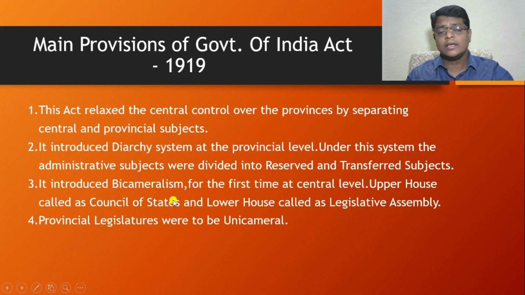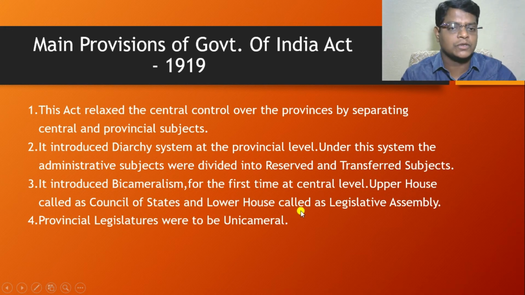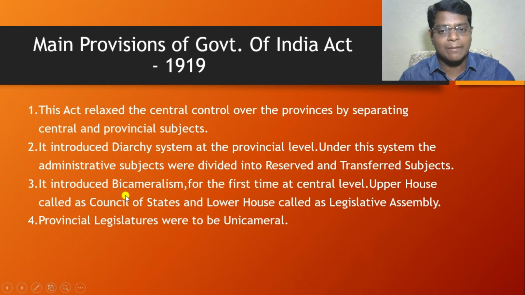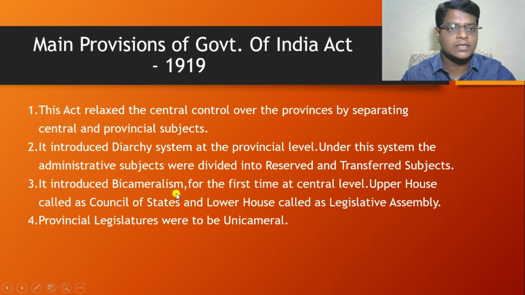So after the attainment of independence, after formulation of our own constitution, we introduced the bicameral system. But for the first time in India, the British introduced bicameralism by the Government of India Act 1919. So you know that? I thought it's clear. Bicameralism means the legislature which contains two houses, such as upper house and lower house.